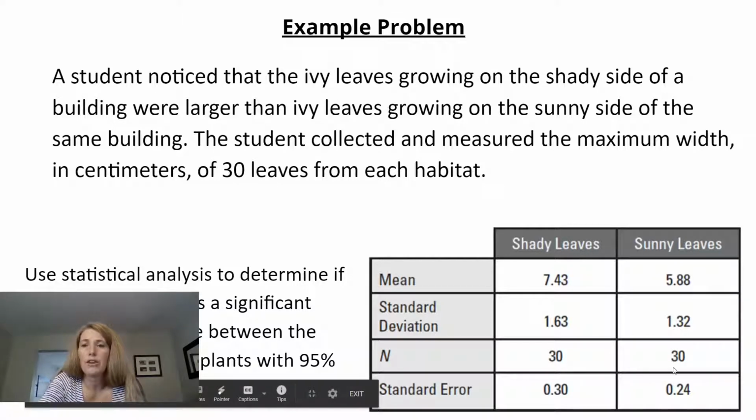I took 30 leaves from shady, 30 leaves from sunny. And my standard error is 0.3 here, 0.24 here. So looking at this, I can tell already that this one has more variability in it because this is a higher number. If your number of samples is the same and your error is greater, it means that it has a more variable collection. There's more differences in sizes on the shady leaves.